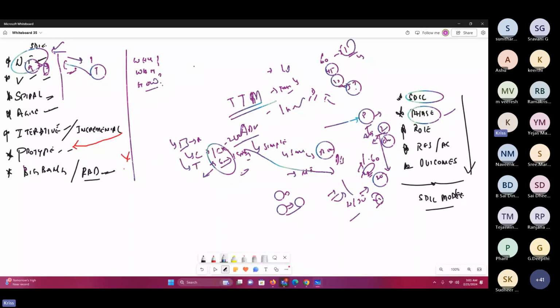So all these factors are there, but the most important thing you need to take is this time to market. How fast you reach the market is most important. That is what you need to look at. This is how you need to look at it. Okay, let me go for the next model.